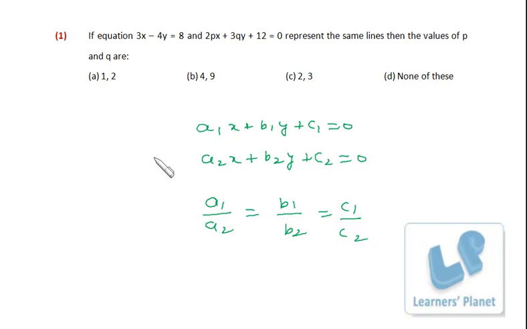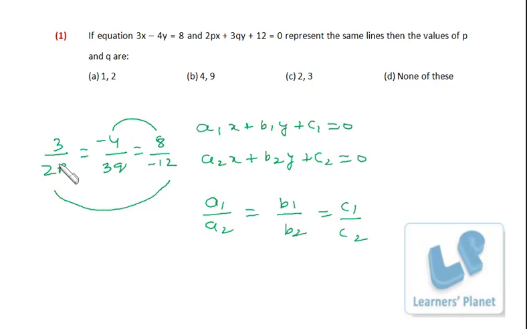So the same funda will apply over here, right? You just have to be careful. Constant terms, either both of them should be on the right hand side or both of them should be on the left hand side, right? Otherwise you just change the sign accordingly, right? Now 3 by 2p, coefficient of x, coefficient of y, minus 4 by 3q is equal to 8 by, if I take 12 at right hand side, it will be minus 12. Okay, so if we take these two, we can get the value of p, and if we take these two, we'll be able to get the value of q.